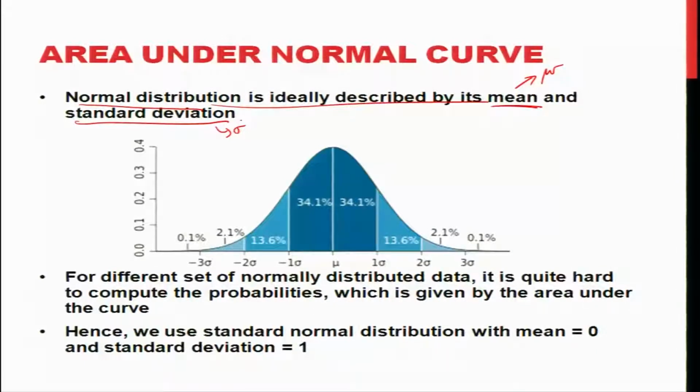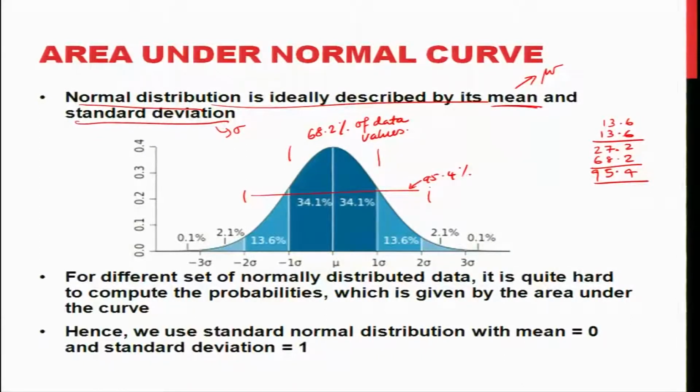Ideally speaking, the normal distribution says that about 34.1 plus 34.1, which gives you 68.2% of data values, will lie within one standard deviation of the mean. Now you have 13.6 and 13.6 on each side, that is 27.2 percent more, which gets added to the 68.2. So, that is 95.4% somewhere here.